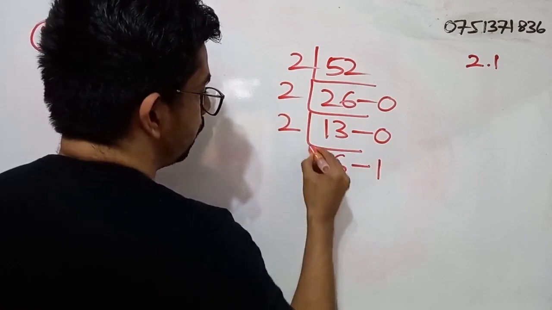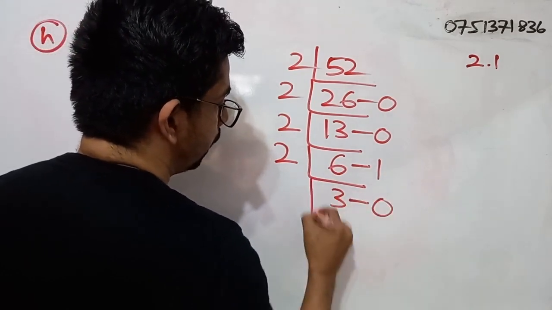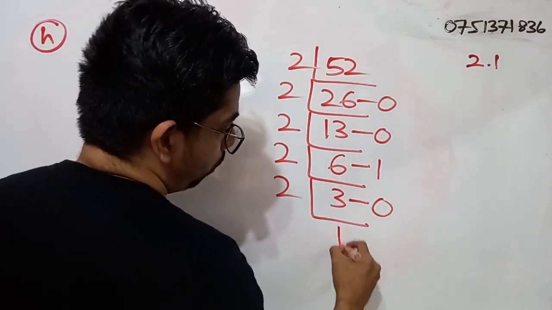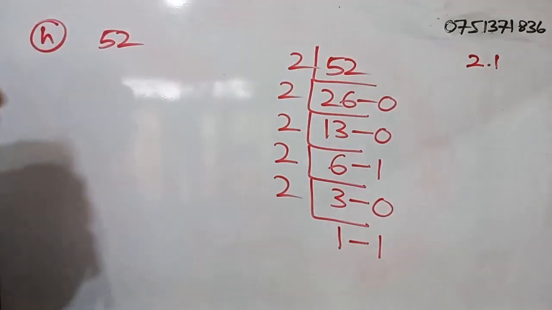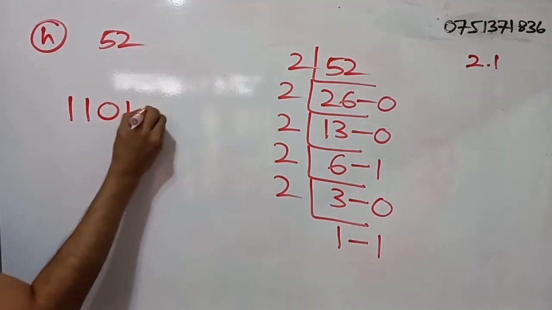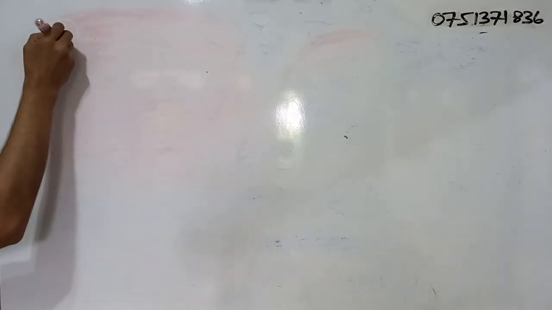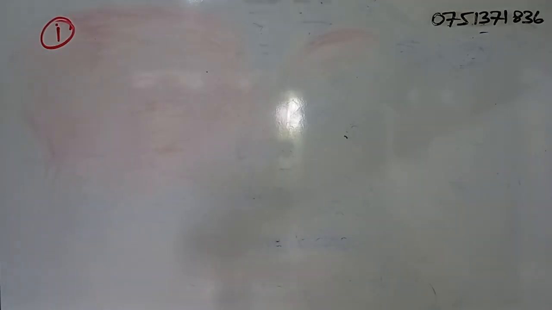6 and 1 remainder, again we will divide this by 2. 3 and no remainder, again we will divide this by 2. 1 and 1 remainder. Right? So 1, 1, 0, 1, 0, 0 and the base is what? 2. Okay, so now we will have simple I part.